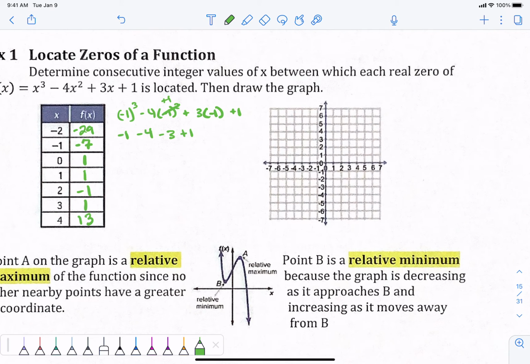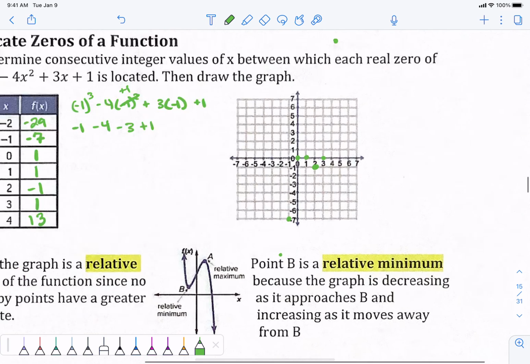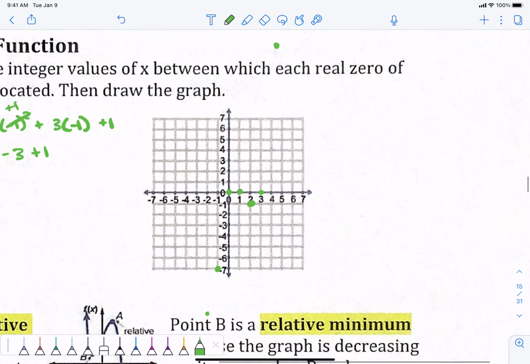All right, -2 is at -29, which is all the way down here, so we're just going to plot them down there. -1 is at -7. Now we're finally getting onto the chart here. 0 is at 1. 1 is at 1. Then 2 is at -1. I'm just plotting these points. And then 4 is at 13, which is all the way up here. We don't have very many points to go through.